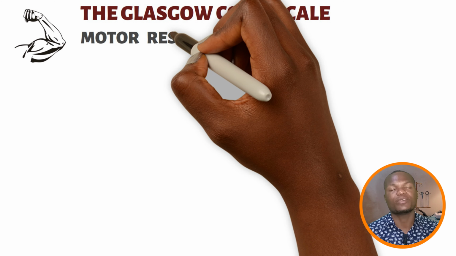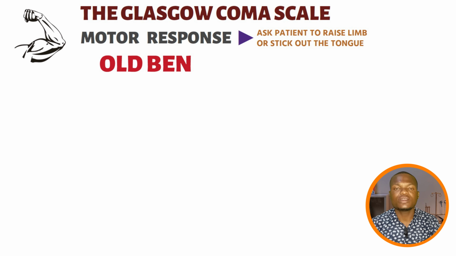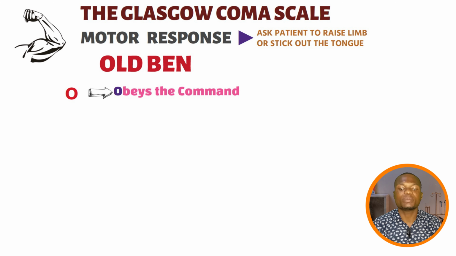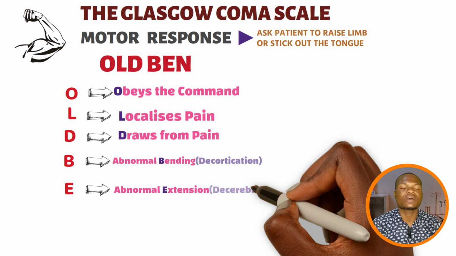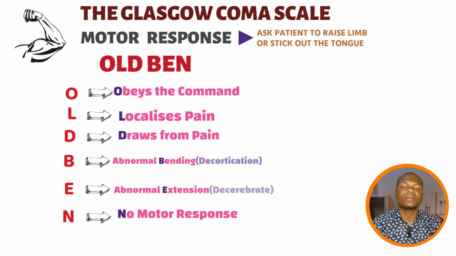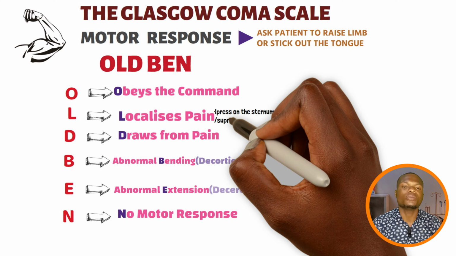So for motor response, I usually remember it using the mnemonic hold pen. O obeys command, localizes pain, draws away from pain, abnormal bending, abnormal extension, and no motor response.